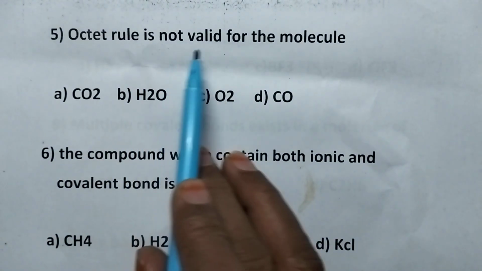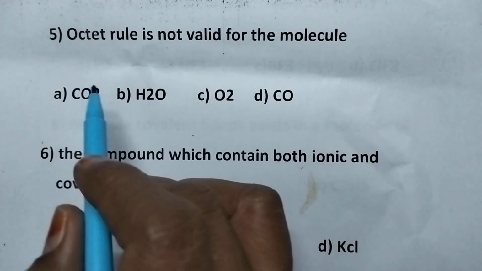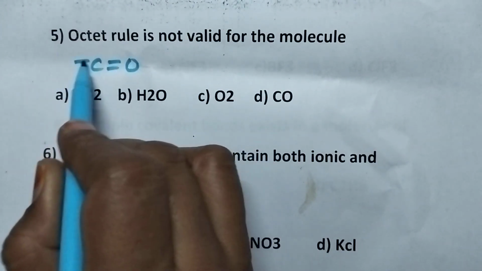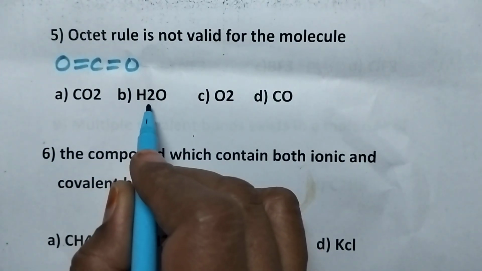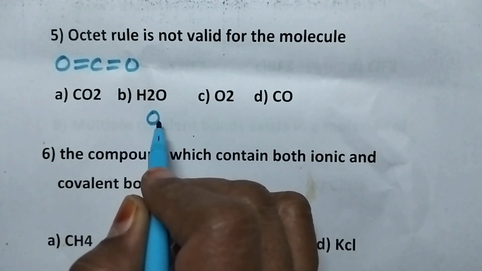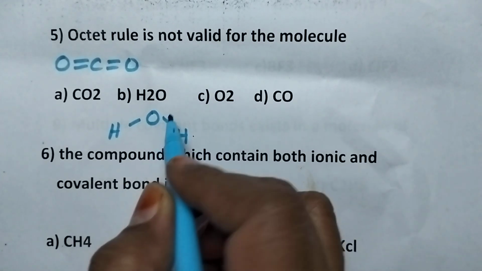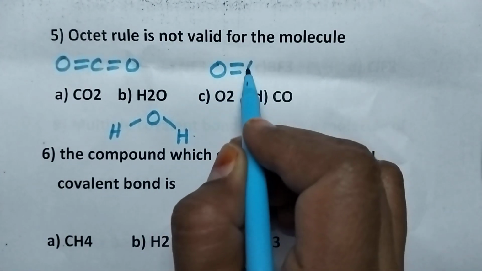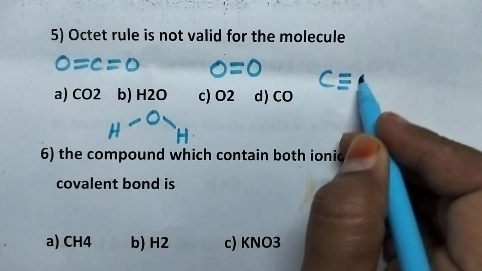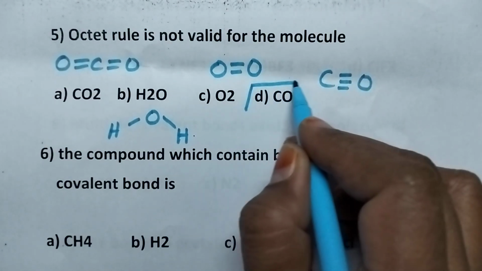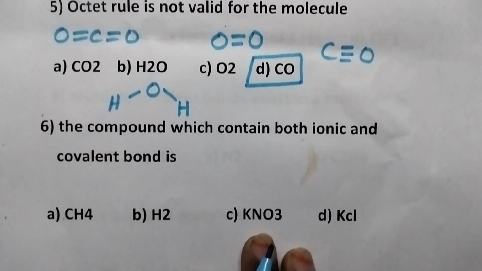The octet rule is not valid for which molecule? Coming to the given four options, CO2 has a linear structure and the octet rule is completely filled. And coming to water, here also water obeys the octet rule. The oxygen molecule also obeys the octet rule. And coming to carbon monoxide, this carbon monoxide violates the octet rule. So option D is the right answer.